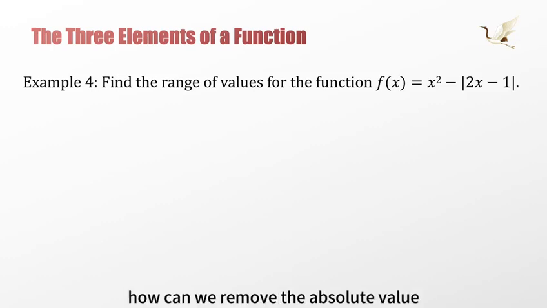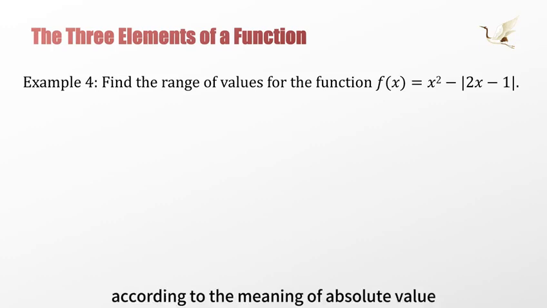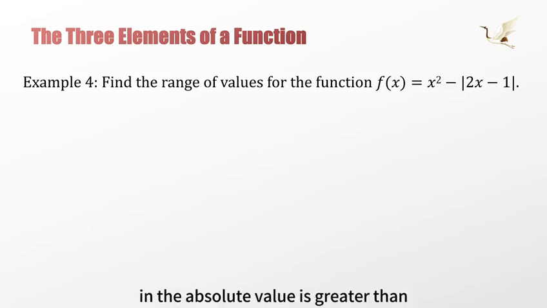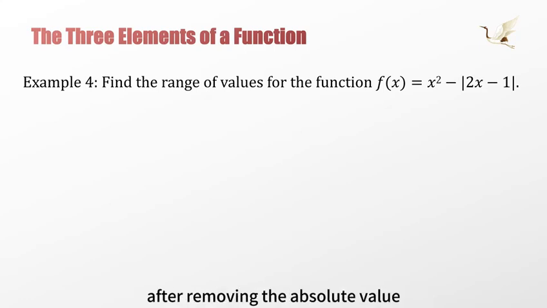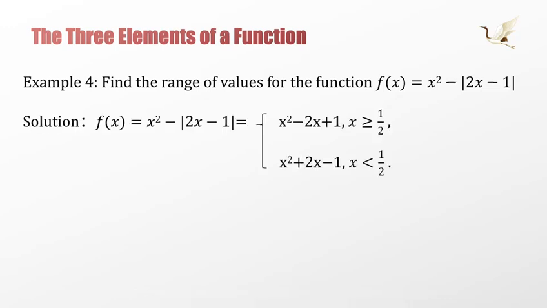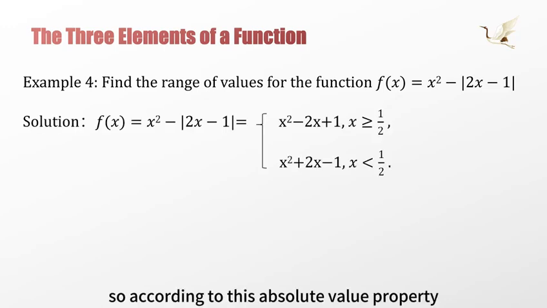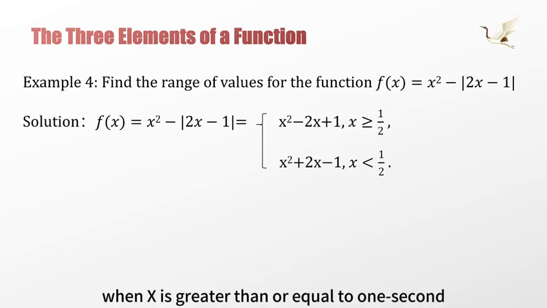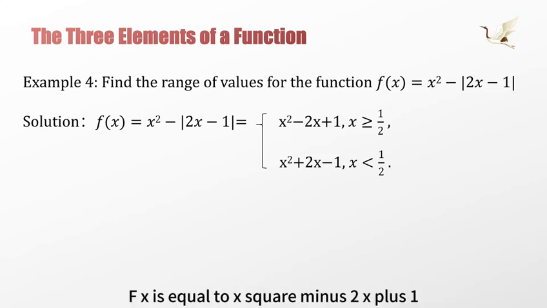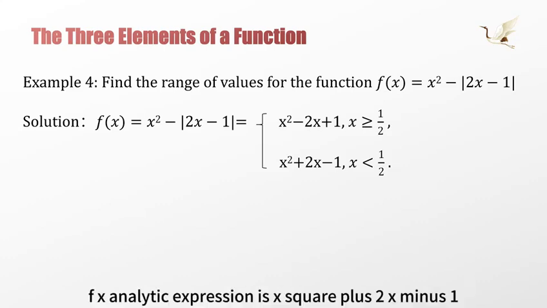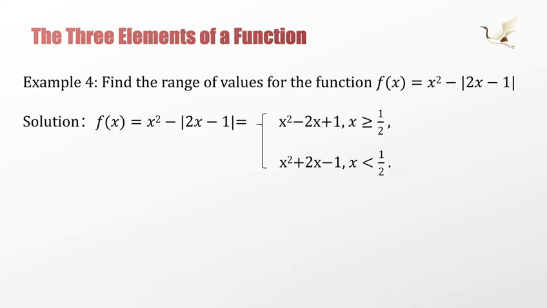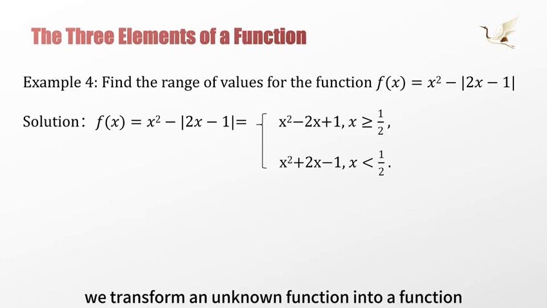How can we remove the absolute value? According to the meaning of absolute value, if the expression inside the absolute value is greater than or equal to 0, we take it as itself when we remove the absolute value. If the expression inside is less than 0, we take its opposite after removing the absolute value. So according to this property, we can convert this function. When x is greater than or equal to 1 over 2, f(x) equals x squared minus 2x plus 1. When x is less than 1 over 2, f(x) equals x squared plus 2x minus 1. In this way, we transform an unknown function into a function we know.